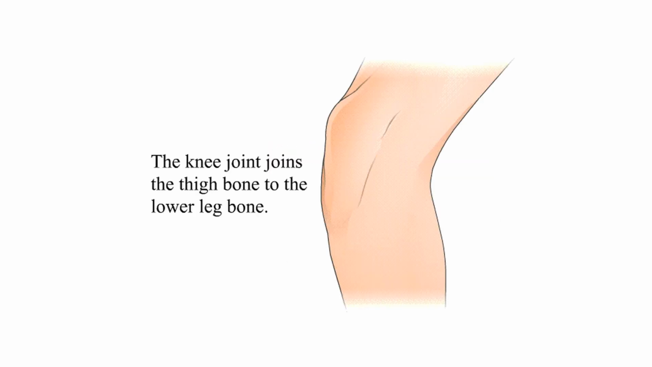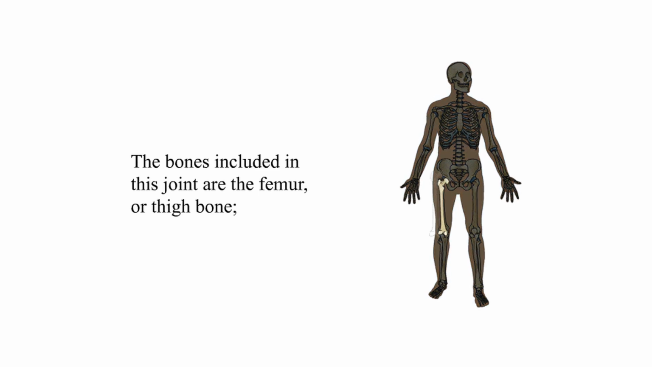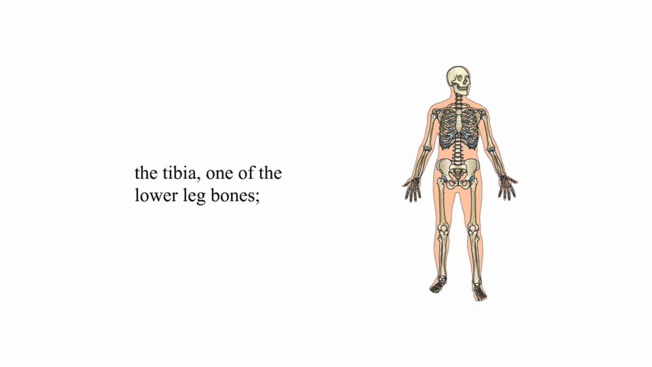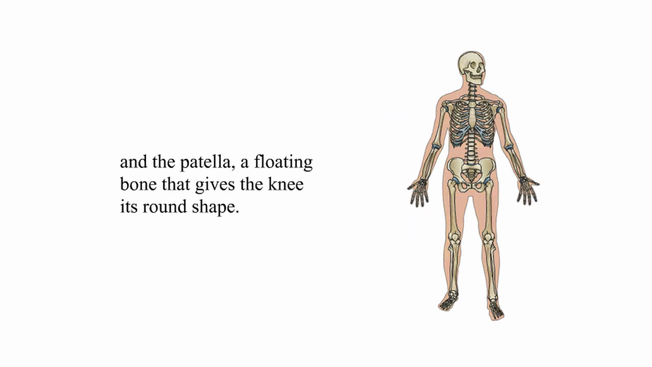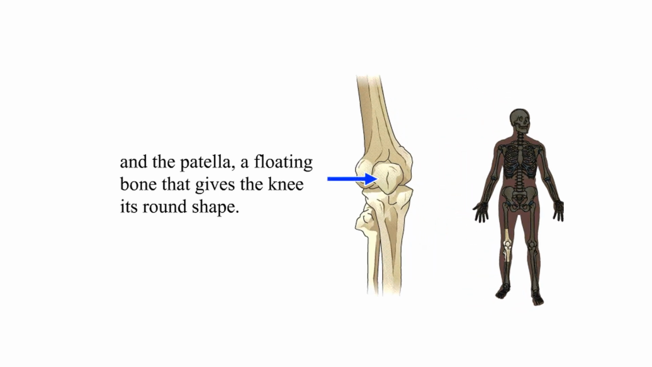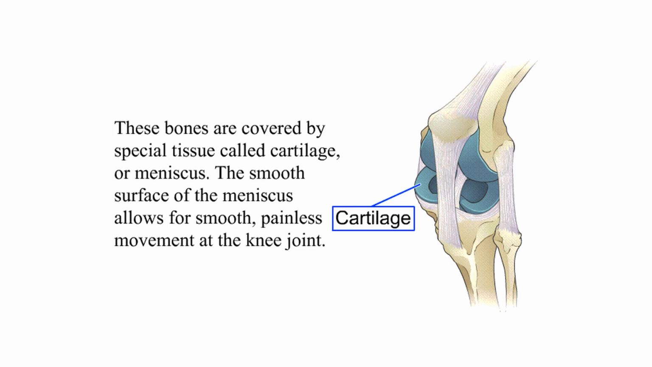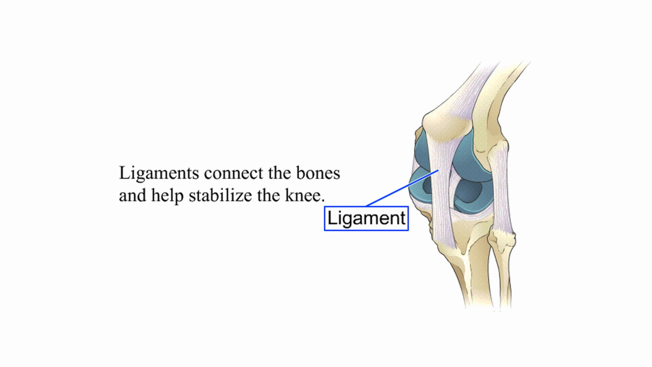Anatomy. The knee joint joins the thigh bone to the lower leg bone. The bones included in this joint are the femur or thigh bone, the tibia, one of the lower leg bones, and the patella, a floating bone that gives the knee its round shape. These bones are covered by special tissue called cartilage or meniscus. The smooth surface of the meniscus allows for smooth, painless movement at the knee joint. Ligaments connect the bones and help stabilize the knee.